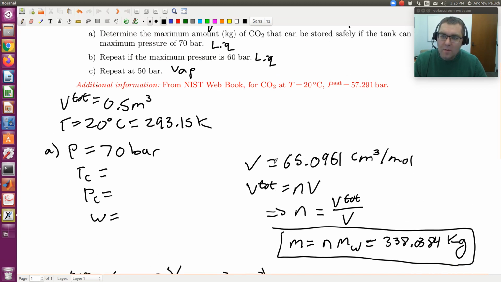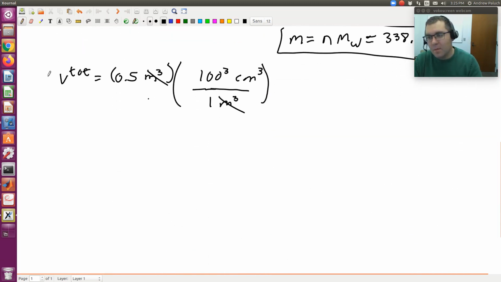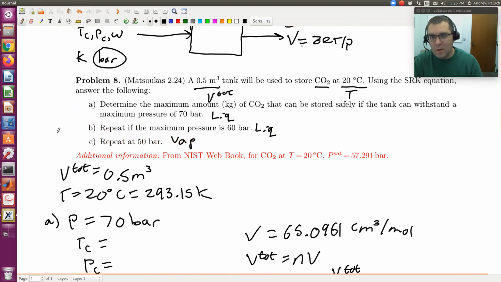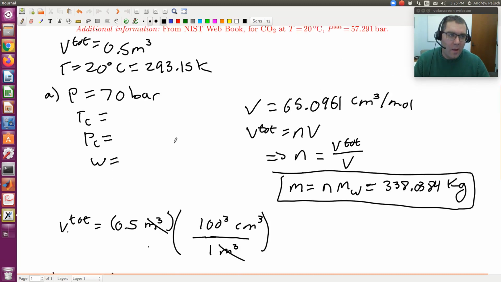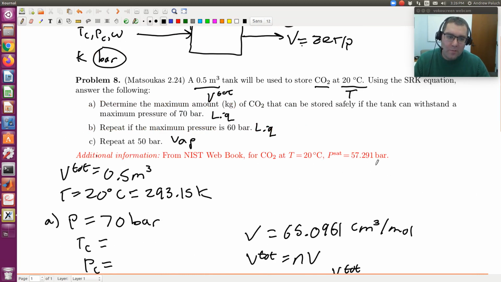Now that's a liquid. Let's look at part B. The only difference is my pressure is now 60 bar. What I expect is, looking at A and B, both are liquid since my pressure is greater than Psat. So this is going to correspond to a compressed liquid.